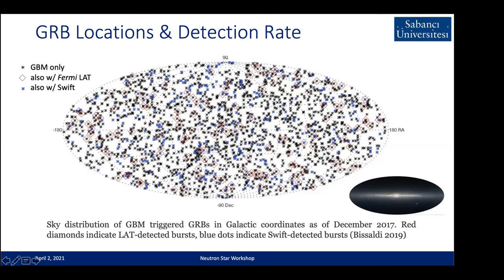Okay. And you see many blue points here. I don't know if it's visible to you, but these are the ones that are observed with GBM and also with Swift BAT. So there are quite a number of them where we have both detectors or observatories observing these events.